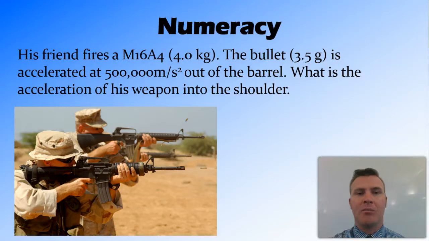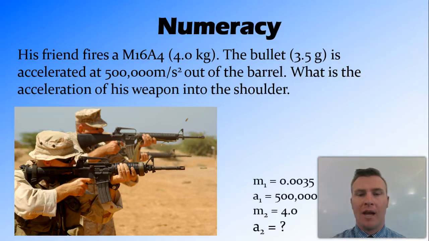Now in this second example, we've got the Marine's friend who's firing an M16A4. The projectile that's used here is the same. The difference is going to be the mass of the weapon. The M16A4 weighs 4 kilos. So again, we work out the things that we know. The mass of the bullet is 0.0035. The acceleration is 500,000 meters per second. However, here, mass 2 will be 4 kilograms. And again, we're looking for the acceleration.